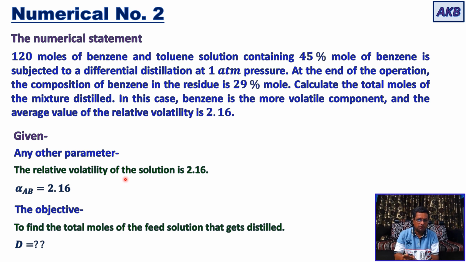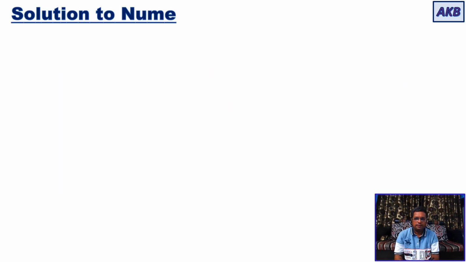Okay. So now we have noted all the given things. Now we know what is our objective. Now let us start solving it. Okay. So now let us know the solution. So this will be numerical number 3.